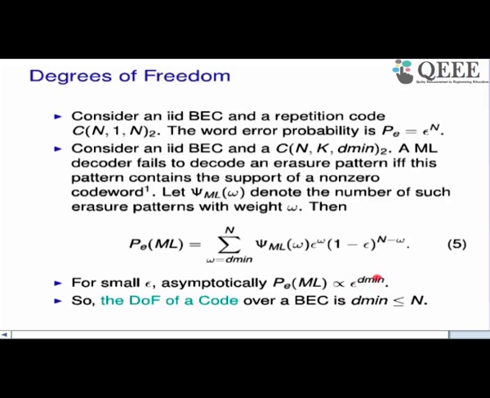But till now just remember that degrees of freedom have a direct role to play in the probability of error. The higher the degrees of freedom, the lower the probability of error. As I told you, if epsilon is 0.1 and d min is 2, it is going to be 0.01. If d min is equal to 3, it is going to be 1 by 1000, 0.001. So d min is playing a very important role in the probability of error.